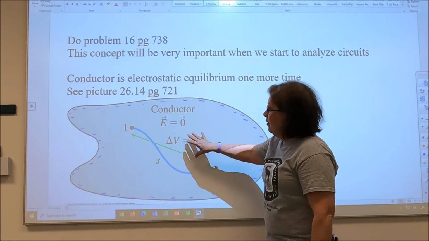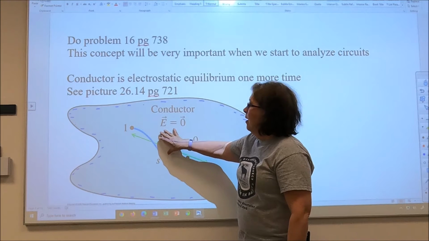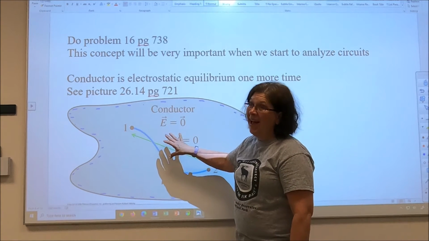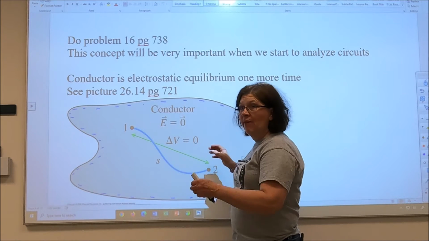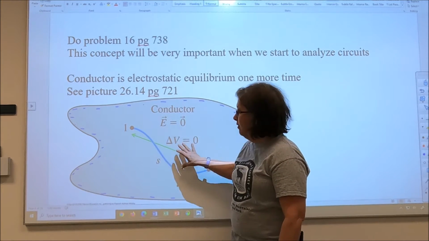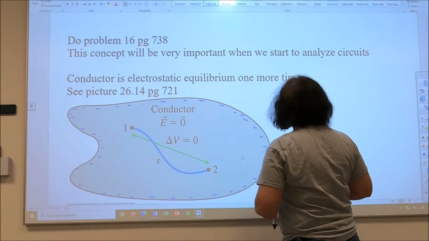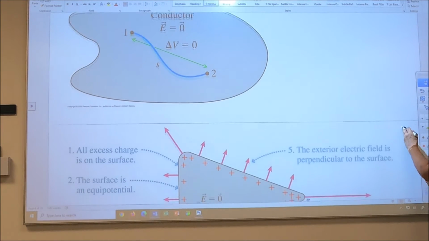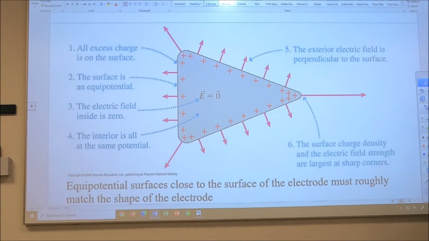Remember, if there was any charge inside here, i.e. the electrons, they would have to move in response to an electric field. And there's not an electric field in here. All excess charge is on the surface.